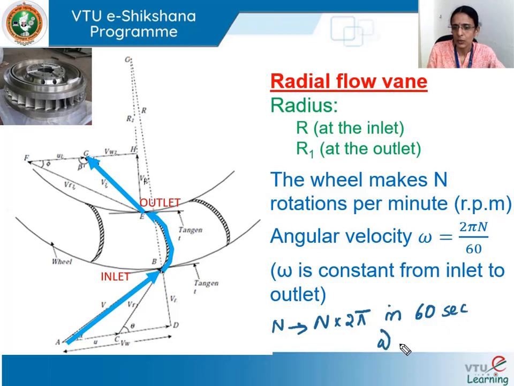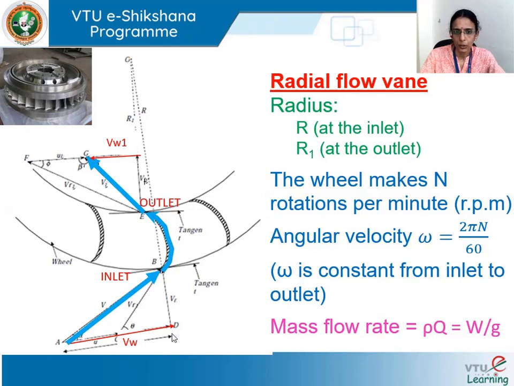Therefore, the angular velocity is given by the angle covered, that is 2 pi n, divided by the time during which the angle is covered. So, 2 pi n by 60, and its unit will be radians per second. That is the unit of angular velocity. So, if you know the number of rotations of the wheel per minute, that is n, we can calculate the angular velocity omega as 2 pi n by 60 radians per second. And remember, this angular velocity remains constant both at the inlet tip or the outlet tip or anywhere along the vane.